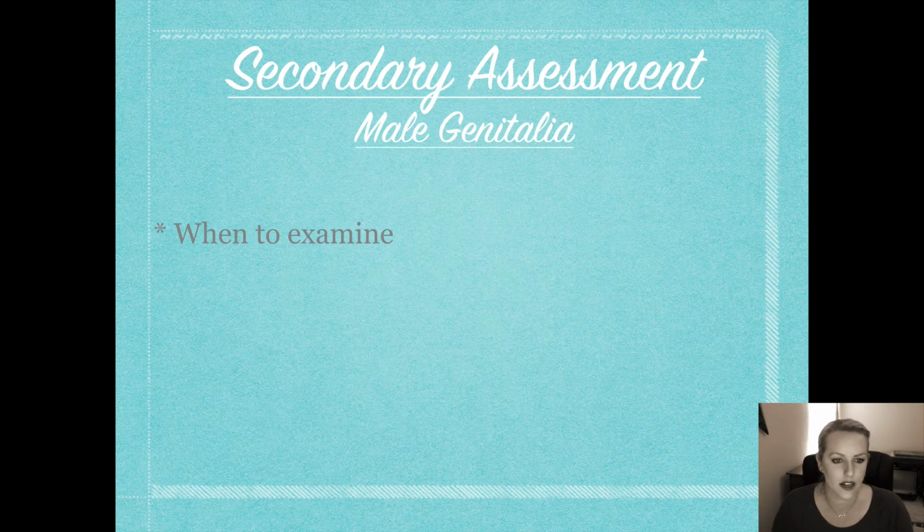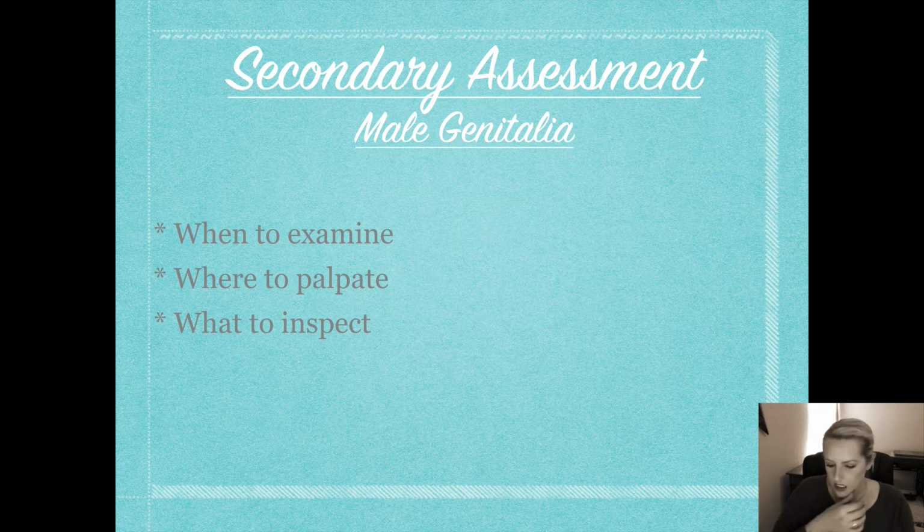So the male genitalia, when to examine? Really, unless there's some type of traumatic injury or massive bleeding, not going to examine. Again, use a male to do this. And if there's a female, at least have another person in the room with you. Where to palpate? Again, this is going to be above that pubic bone, bladder, anything like that. What to inspect? So we want to look for any discharge, bleeding, or swelling. We also want to look for priapism.